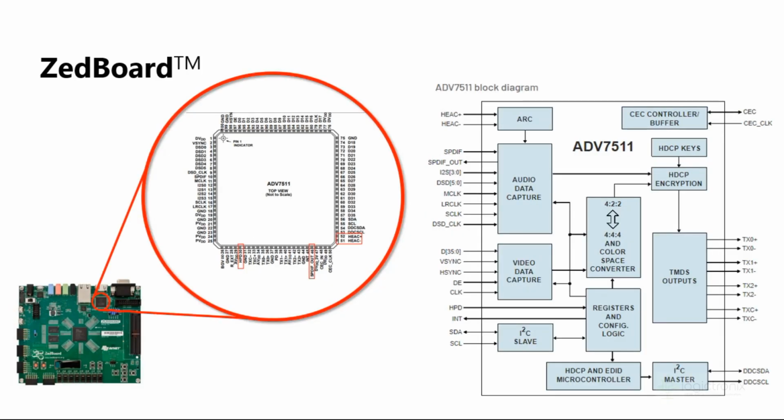ZedBoard has the ADV7511 IC for the HDMI interface. We can use these lines to connect our video stream. Then this IC produces a TMDS signal which goes to the HDMI connector. However, we have to configure this IC to work. This will be discussed in the SDK part.